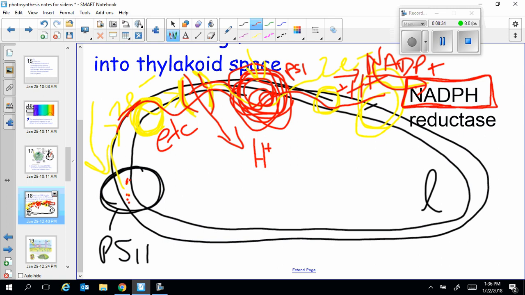So NADP plus is here in the stroma, and it combines with 2 electrons and 1 H plus. And if you think about it, the plus on the NADP plus becomes neutralized by the electrons. So the 1 negative balances that, 1 negative balances that. You end up with NADPH. NADPH is a large molecule. It's a coenzyme, and it's going to help in the reactions of the Calvin cycle. So this is one step of the light reaction.